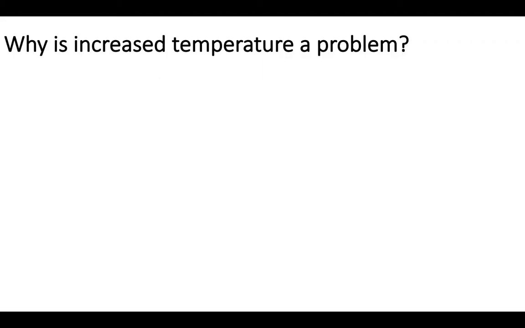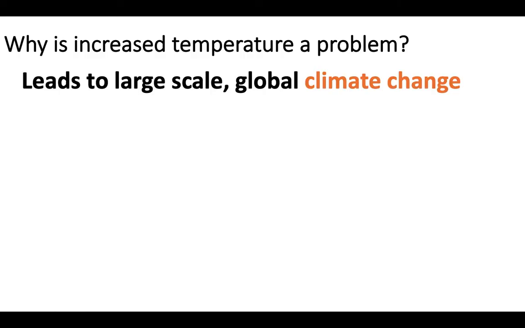So why is the increased temperature due to the greenhouse effect a problem? Oh, where should I start? Well, first of all, it's going to lead to large-scale global climate change, which at this point should be a no-brainer for you. What does that actually mean, though? Climate change. Is it going to just be a little bit hotter in the summer? Well, in the short term, yeah, and that might not be such a bad thing. But in the long term, we're going to see some pretty serious impacts.